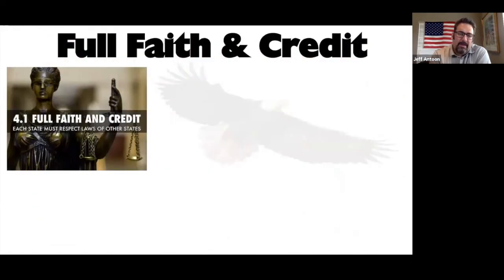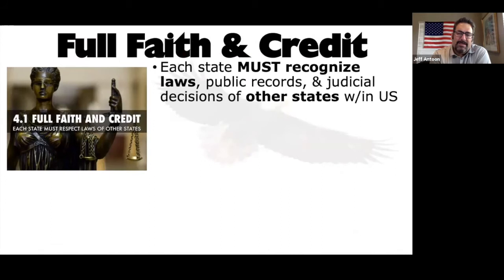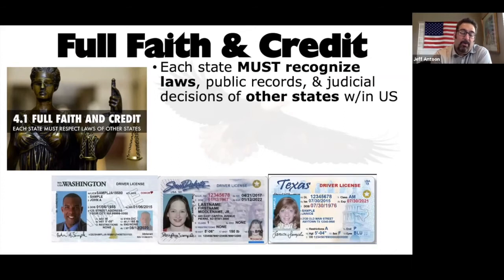Okay, hopefully you get the basic difference there. Full faith and credit: each state must respect and recognize the public records and judicial decisions of other states within the United States. For example, each of you has a license, most likely, or an ID card. Each state has to respect that card. You don't have to have a Washington State driver's license in Texas. I mean, if you're from Washington State and you come here and you make this permanent, you have to change your license, but we respect them if you're driving in that state.